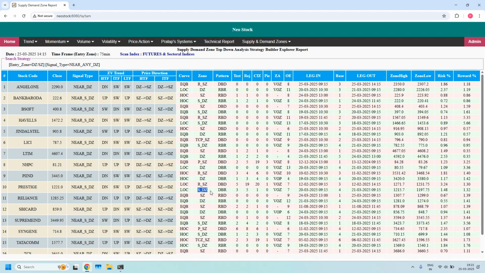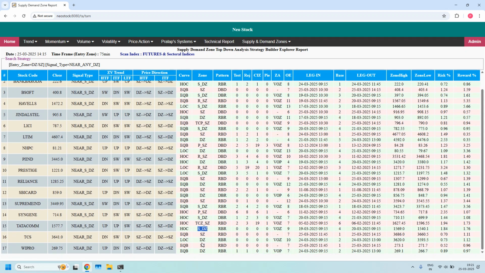Prestige is having a high liquidity zone. Supreme Industries is having a high liquidity zone. Syngene is having a high liquidity zone. Tata Communication is having a high liquidity zone. That's it. We have identified 8 high liquidity 75 minutes demand zones from this list.